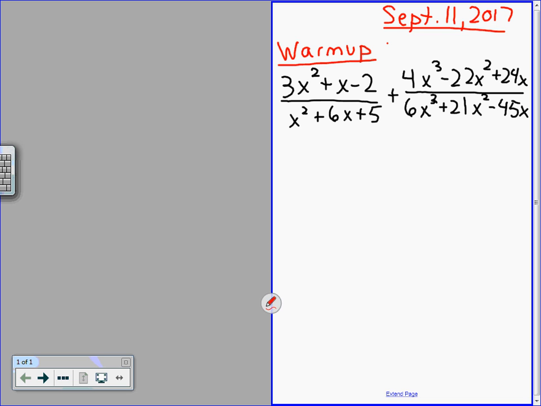I'm going to do A, B, C, and D. I'm going to start randomly with Rachel. Cassidy, can you please show off your factoring skills, please? 3x squared plus x minus 2. Multiplies to what, adds to what? What are those two numbers, please? Negative 2 and 3, good.